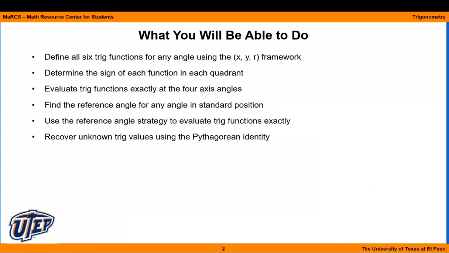In this section, we will learn how to define all 6 trigonometric functions using coordinates in the plane. We will determine the sign of each function in each quadrant, evaluate trig functions at key angles on the axes, and use reference angles to compute exact values. We will also use the Pythagorean identity to find missing values. The key idea throughout this lesson is that we are moving beyond triangles to a framework that works for every angle.